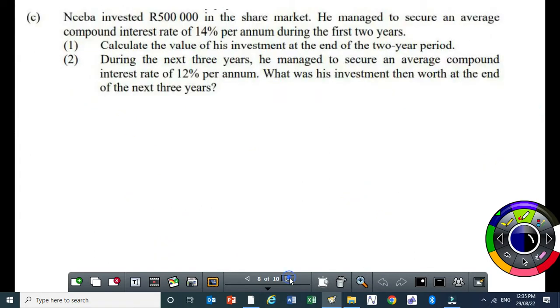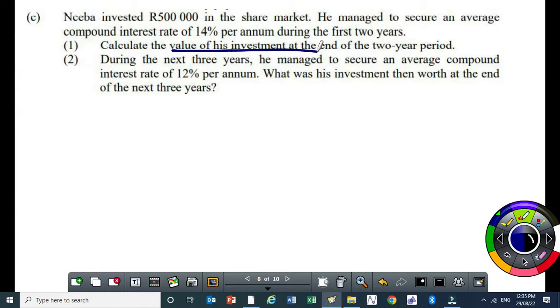Okay. I never asked you to do this question, but we will do it now together. The question says someone invested 500,000 rand in the share market and managed to secure an average compound interest rate of 14% per annum during the first 2 years. Calculate the value of his investment at the end of the 2-year period. So the value of the investment refers to the total amount in that investment account.